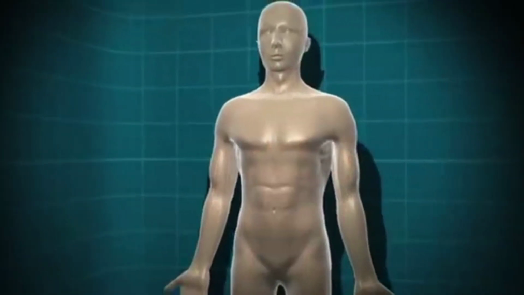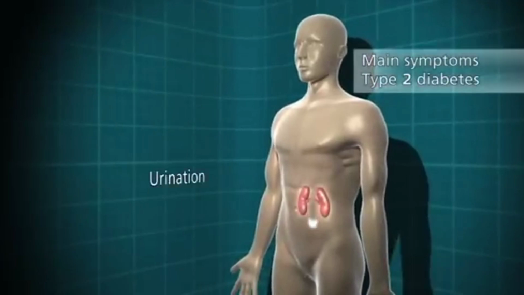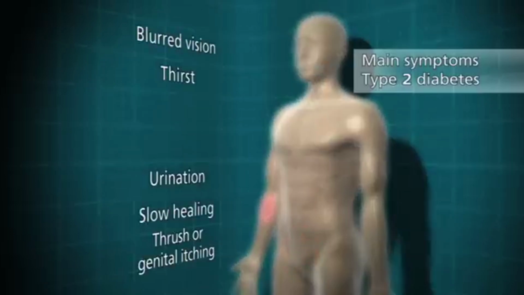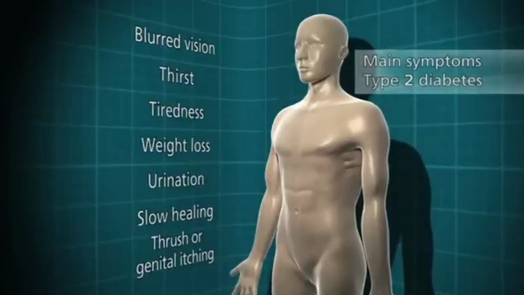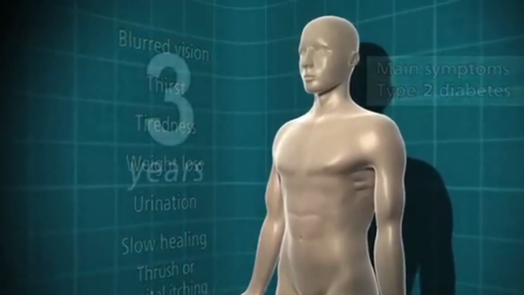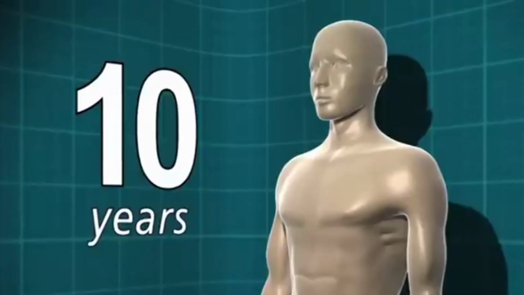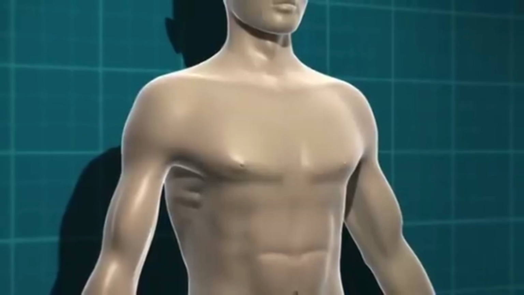As with type 1 diabetes, the symptoms of type 2 diabetes are going to the toilet a lot, thirst, thrush or genital itching, slow healing of wounds, blurred vision, tiredness and weight loss in some people. The symptoms for type 2 diabetes come along very slowly, and some people don't have any symptoms at all. So for that reason, people can live with type 2 diabetes for up to 10 years before they realise they have it. Type 2 diabetes can be treated in a number of different ways.